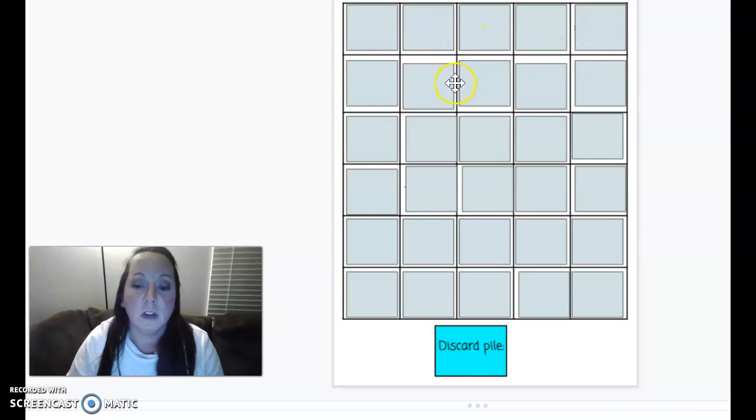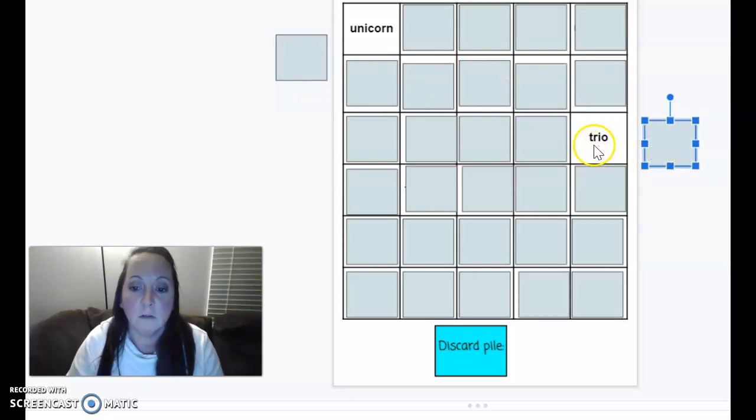You will choose 2 cards at a time to reveal the word underneath. For instance, we can reveal the word unicorn, which has the prefix uni. And let's do this one, which is trio, tri. Those prefixes do not match, so we're going to replace the card and try again.